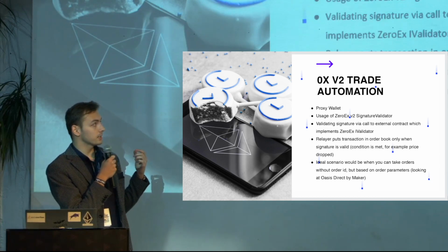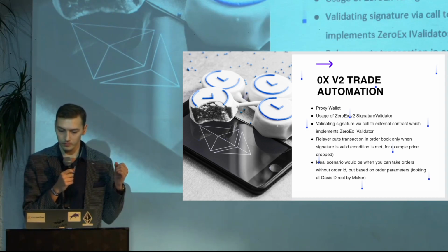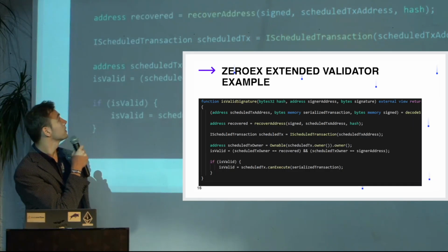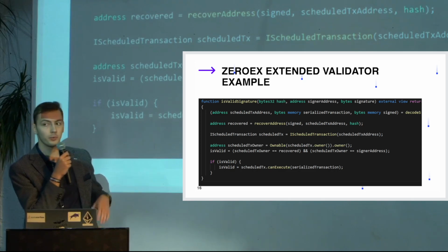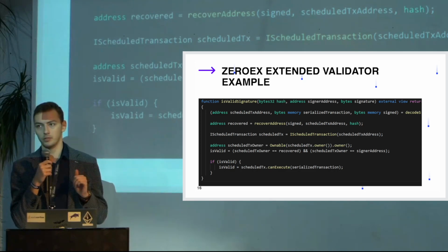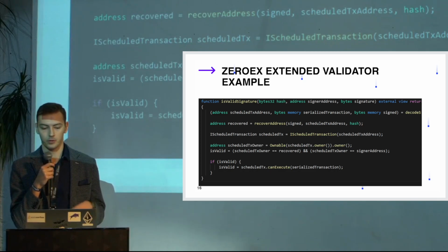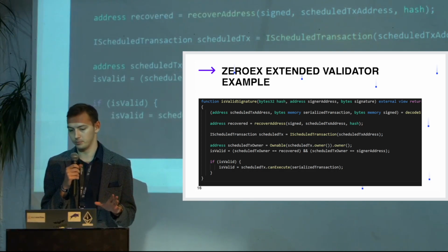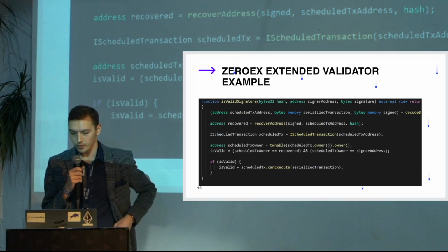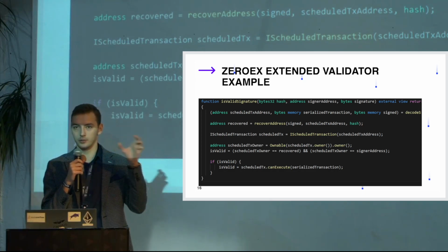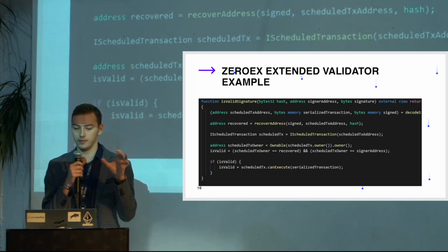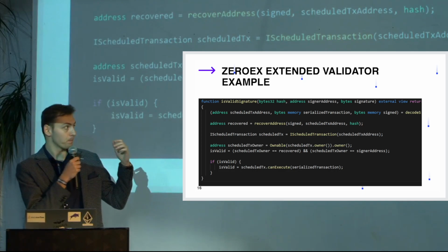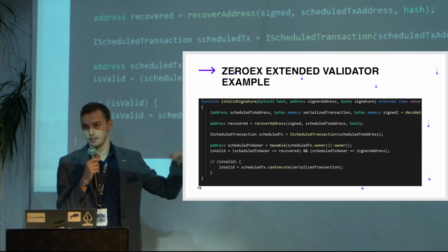So we extended the 0x validator, and we did something like this, where we have an improvement proposal open on GitHub, and we also have a repository with tests to show that it can work, because it's not on mainnet, it's not production ready yet. But you basically sign the scheduled transaction order, you sign the order itself, and then someone else will be able to execute it for you when canExecute returns true at the end. So when the condition is met.